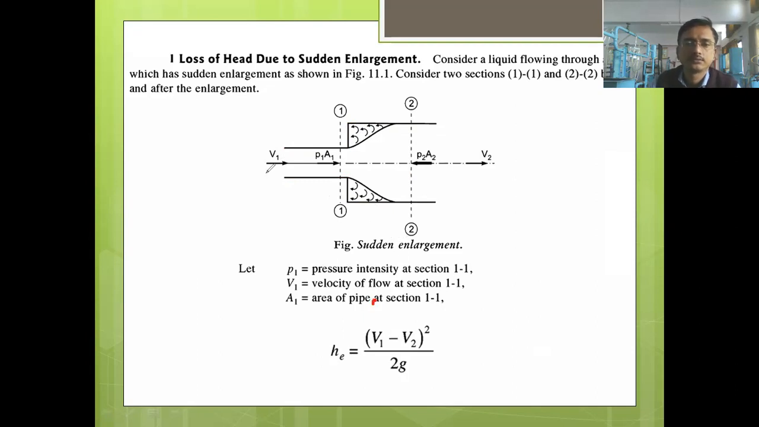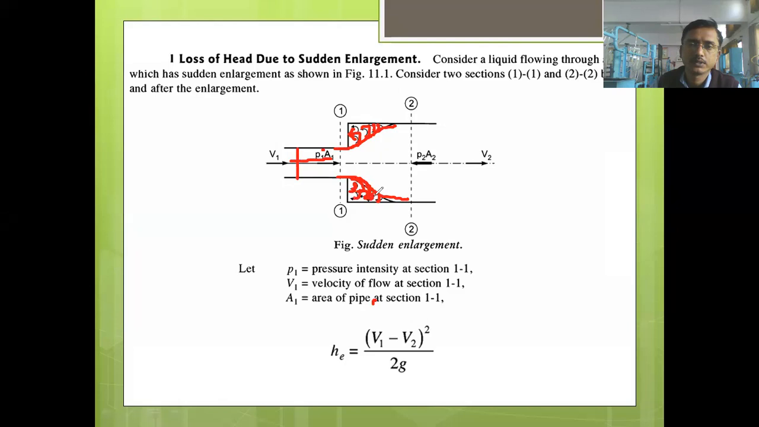Now, when water flows from smaller pipe to larger pipe, at that time, due to the high velocity, this water will be thrown like this. It will try to flow like this, and there will be a cavity formed here. At this place, a cavity or open space is created, and this water will try to move like this in this particular space.